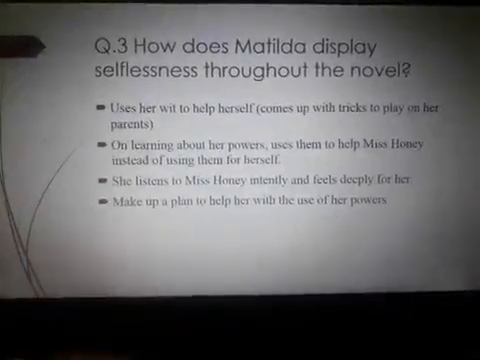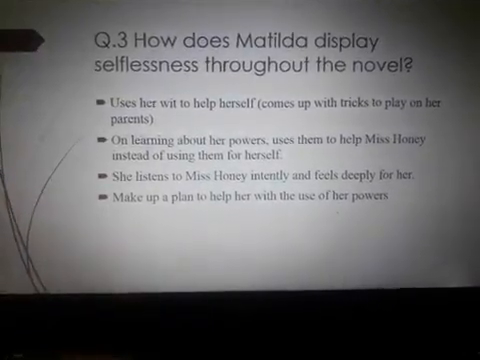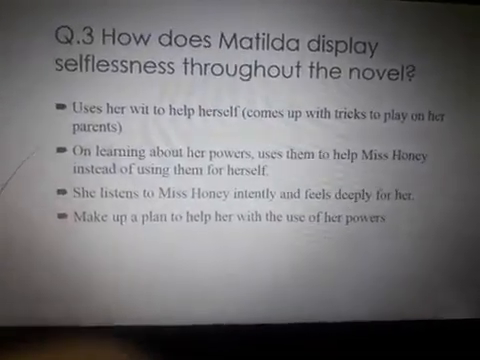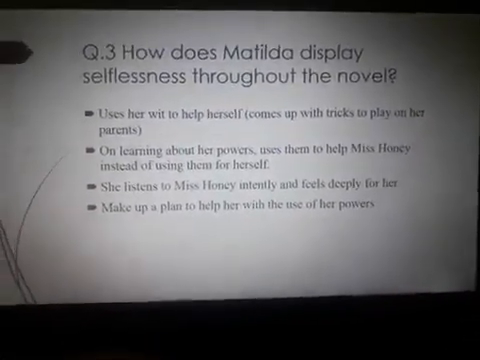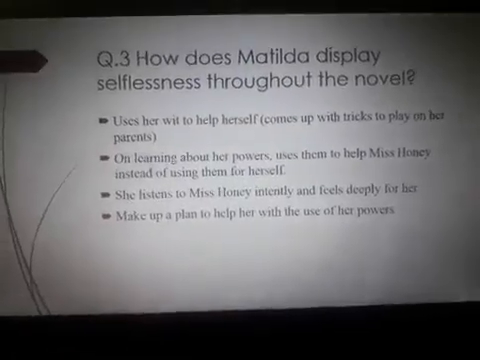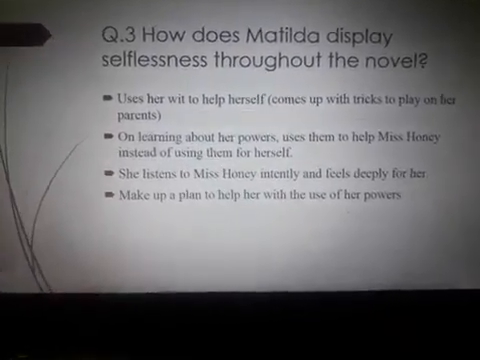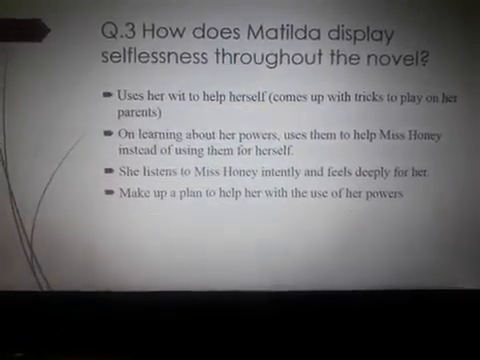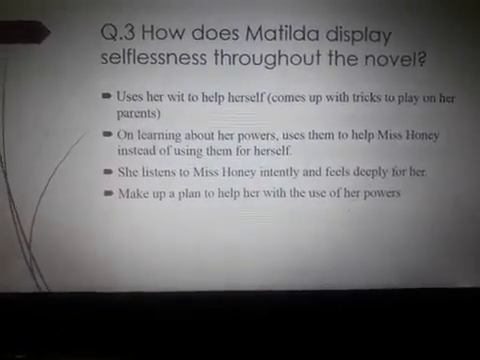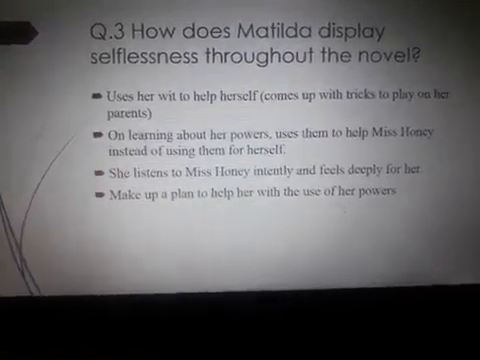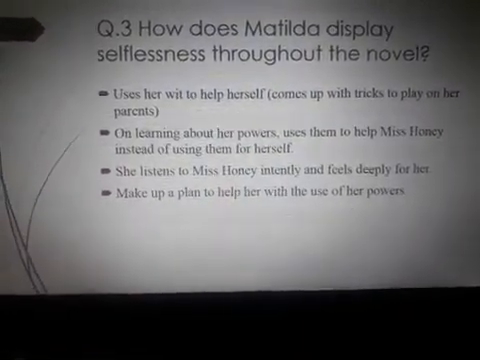Question 3 is: how does Matilda display selflessness throughout the novel? While reading the novel, you get to know that Matilda is very witty and intellectual, and she uses that intellectual power and witty self to save herself from her parents. For example, she devises some tricks and plays them on her parents.